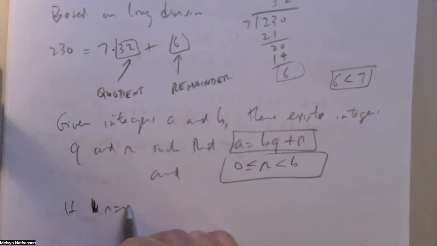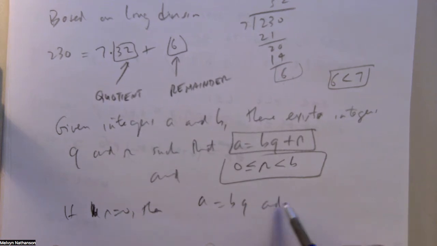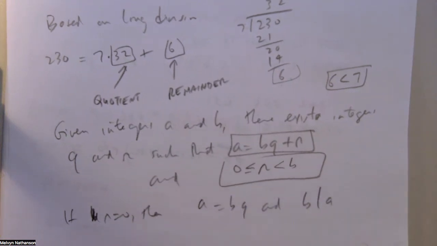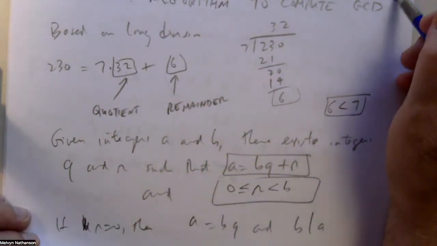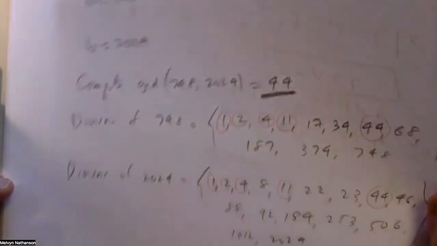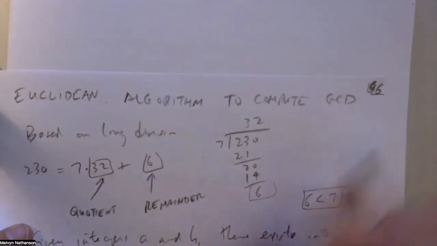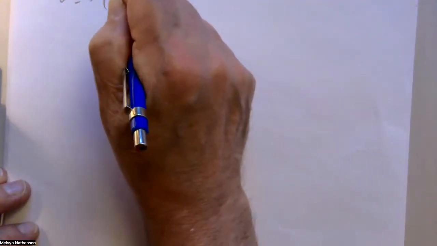If the remainder is 0, then A equals BQ and B divides A. So if you do long division, dividing A by B, and you get a remainder of 0, then B divides A. And if you look at the formula from the division algorithm, A equals BQ plus R.